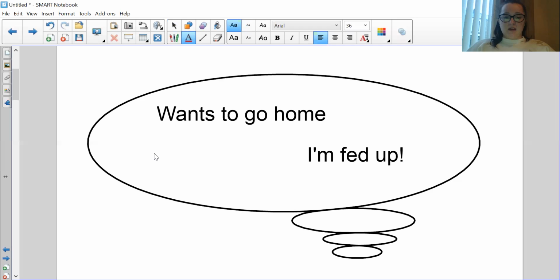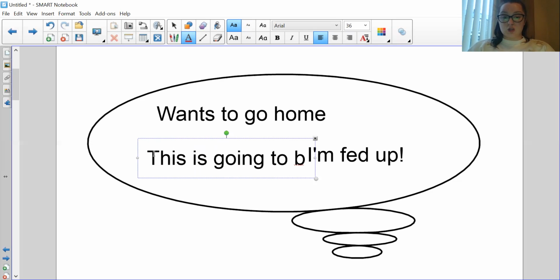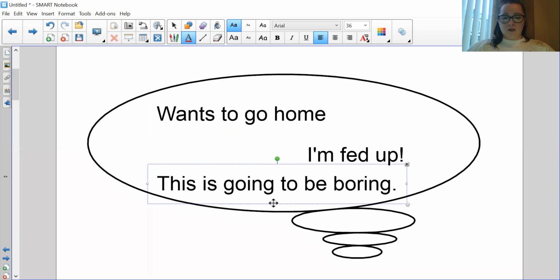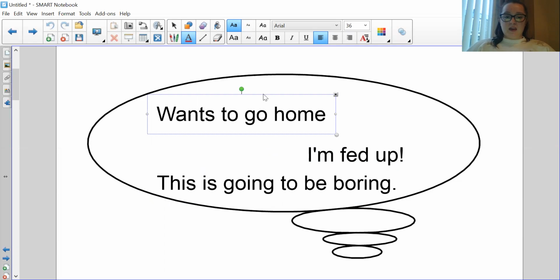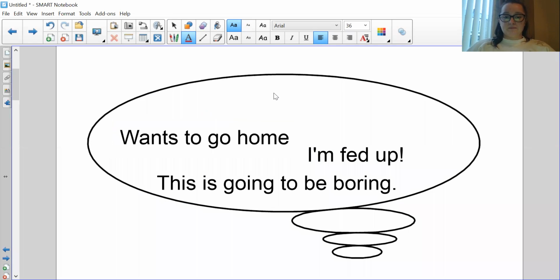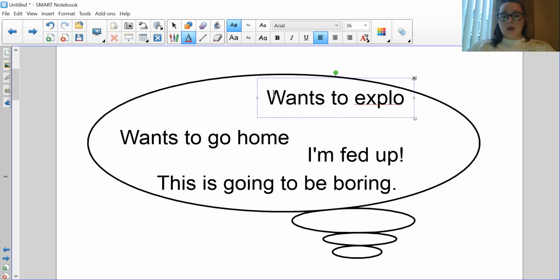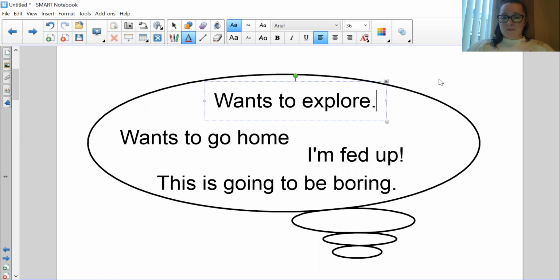What else could he be thinking? This is going to be boring. Okay, got a bit of an overlap there. Let's move it on there. Anything else he could be thinking? He might also be thinking that he wants to go and explore. So wants to explore. So that's some thoughts for the first section.